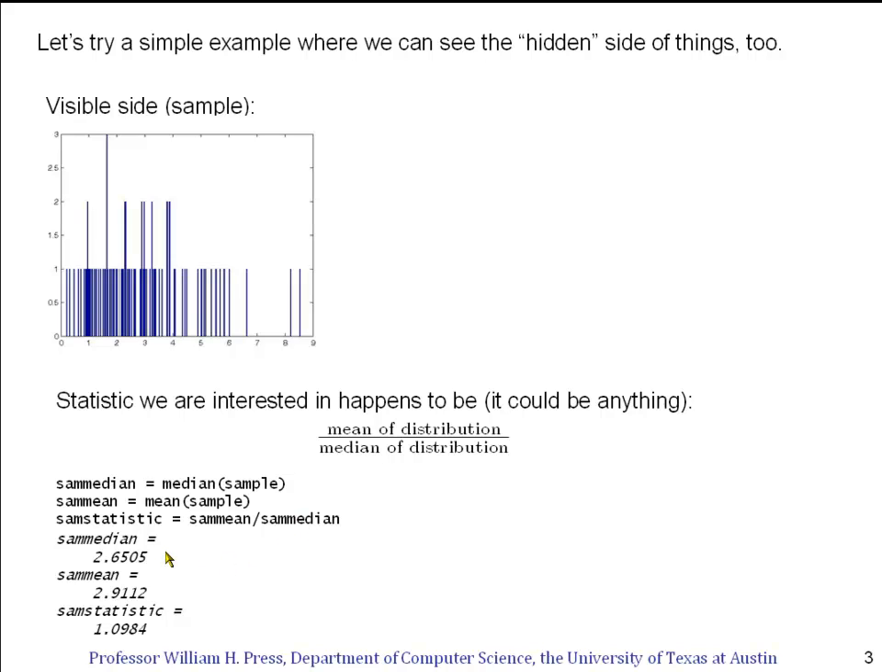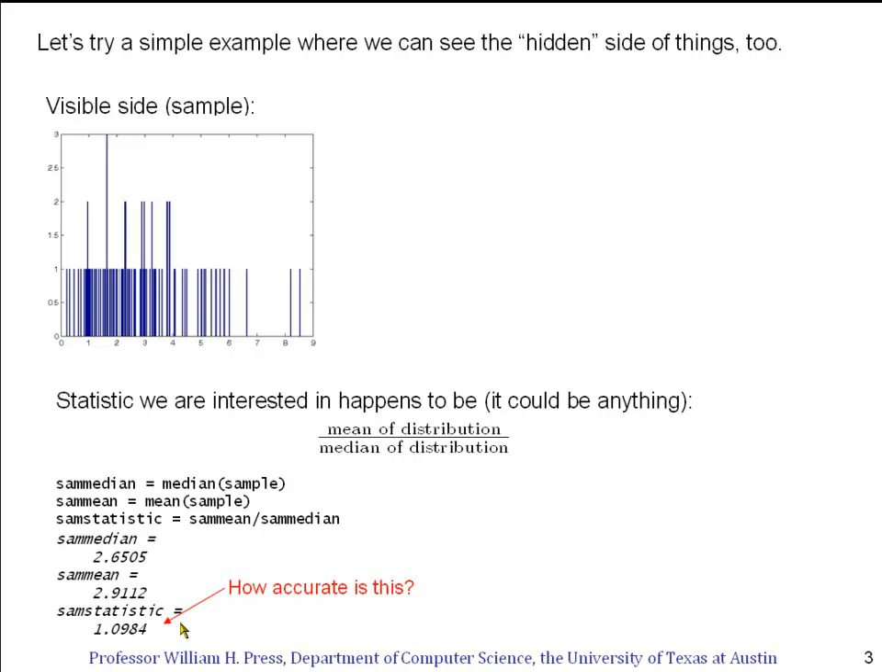So what do those give? Well, we get this value for the median, this value for the mean, and what we're interested in is this value for the statistic, 1.0984. So let's remember that our actual data gives a value of something like 1.09.